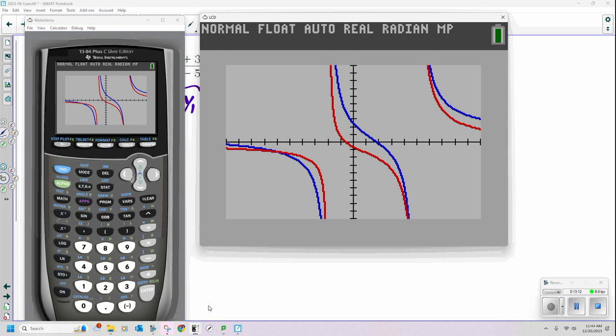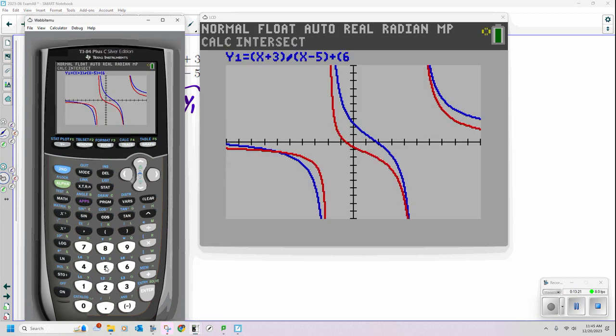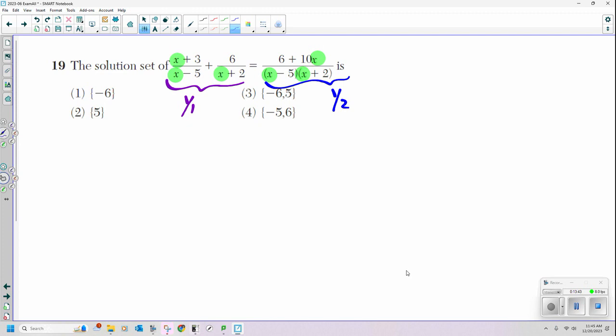So let's do the intersect function one more time. Second, trace, and I want to go to intersect. I could just hit the number 5. And now I'm just going to keep going left until, there it is. Right close here and hit enter 3 times. 1, 2, 3. Negative 6. That's it. I just want the x-axis, or the x value. Negative 6. That's it. No other point do these intersect, okay? So I have one answer, negative 6.